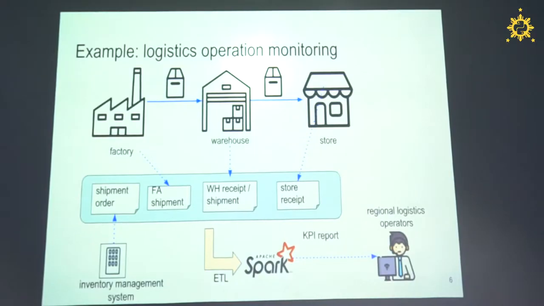So this is an example of my use case. I'm working for a retail company. We ship millions of items every day from factory to warehouse, and from warehouse to stores. These activities are based on the shipment orders from the inventory management system. To track these logistics operations, we put a chip called RFID on every single item price tag. When we ship or receive, we scan automatically, then collect the data from the factory, the warehouse, and the stores so that we can understand how much we ship and how much we receive.